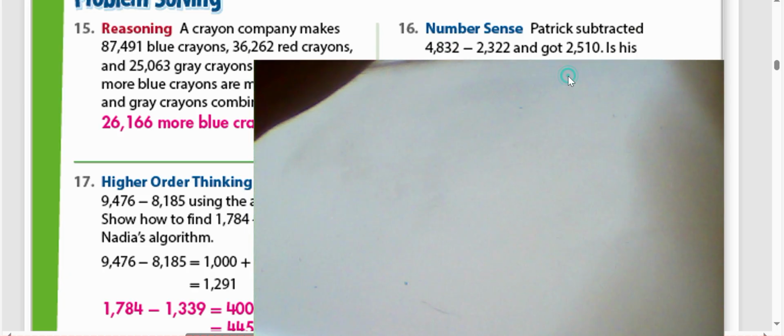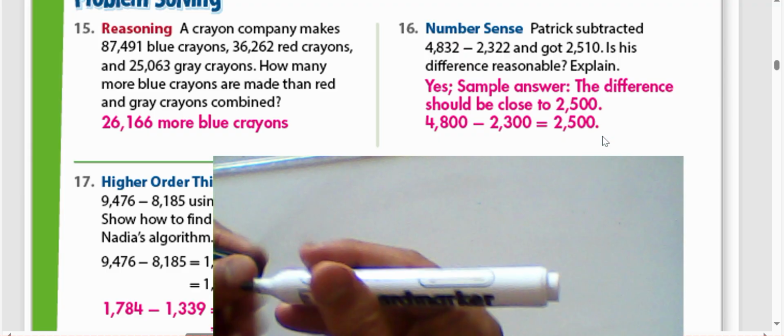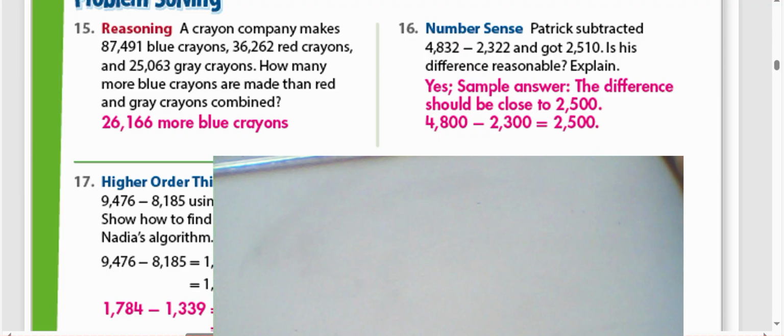Okay, it's not reasonable. The difference should be close to 2,500. The difference between them should be 2,500. The result here is 2,500, and it's a different answer.